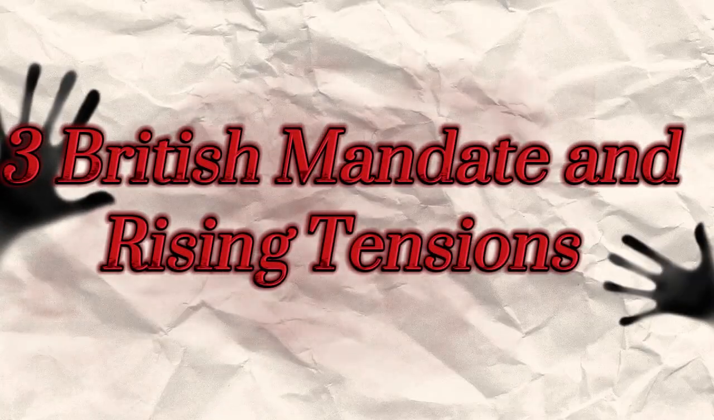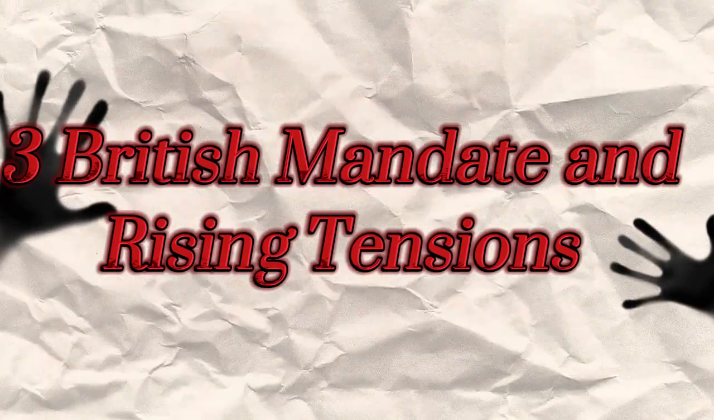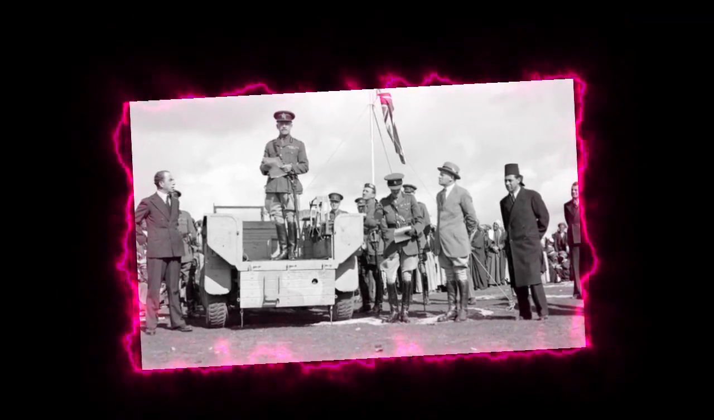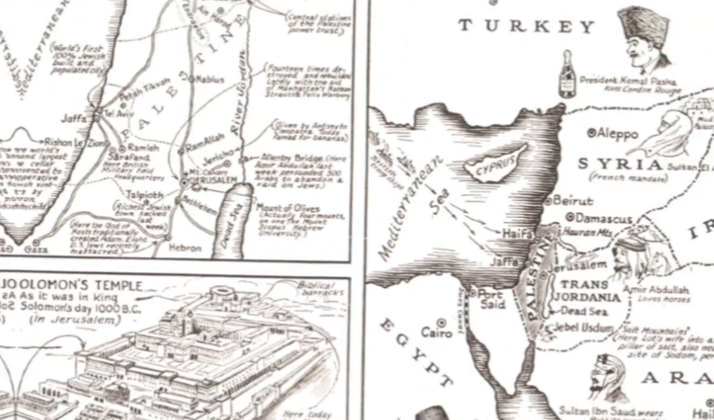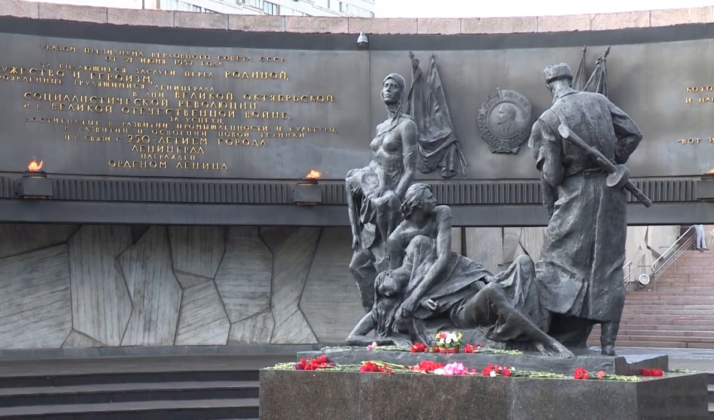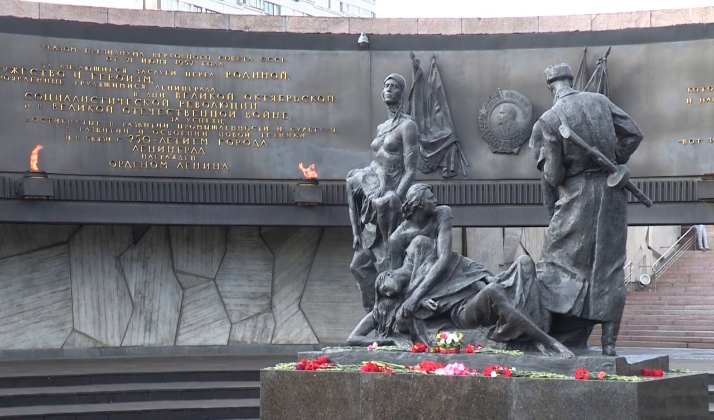3. British Mandate and rising tensions. After World War I, the League of Nations granted Britain the mandate to govern Palestine. Under British rule, tensions between the Jewish and Arab populations continued to escalate. Conflicting promises and policies further strained the situation, with both communities aspiring to self-determination.